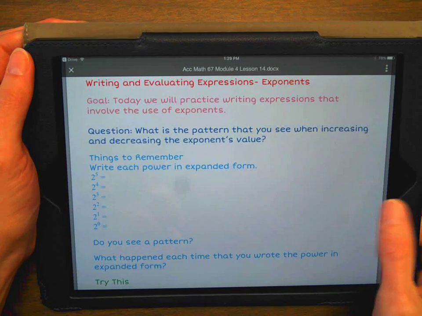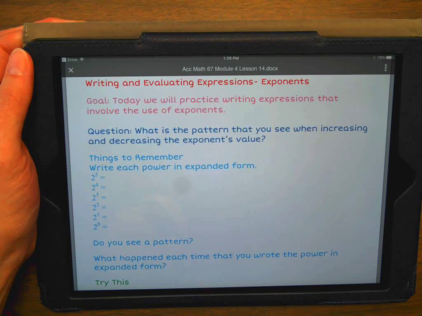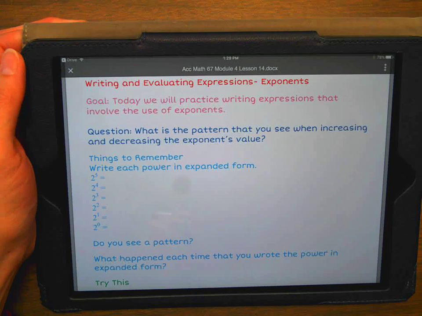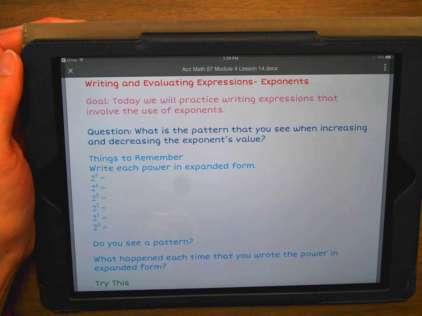The name of our lesson today, again, is Writing and Evaluating Expressions Using Exponents. Today we will practice writing expressions that involve the use of exponents. What is the pattern that you see when increasing and decreasing the exponent's value? That's the question that I want you to be thinking about during today's lesson.